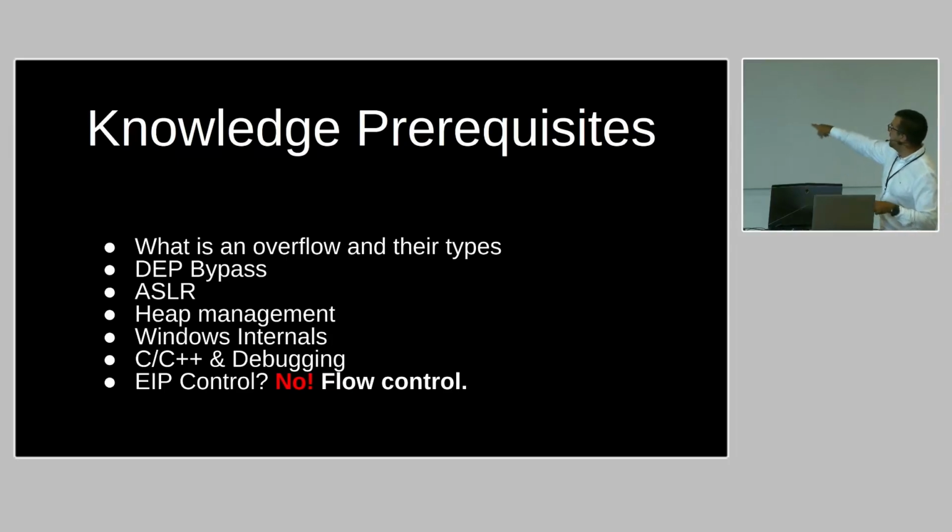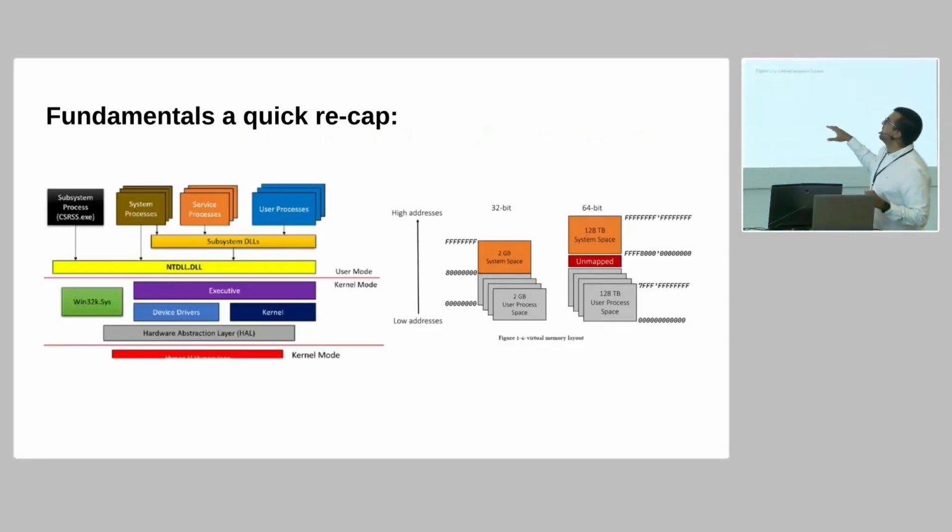The last one is EIP control. If you know how to do a buffer overflow, or if you did your OSCP, everyone says, yes, I take control of the EIP. It's not like that. What you take control of is the flow, right? And that's quite important for Windows kernel exploitation. So first, fundamentals recap.